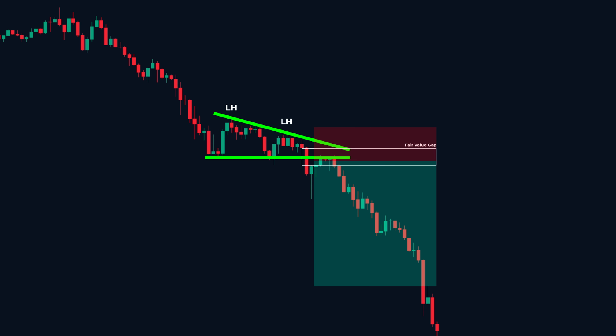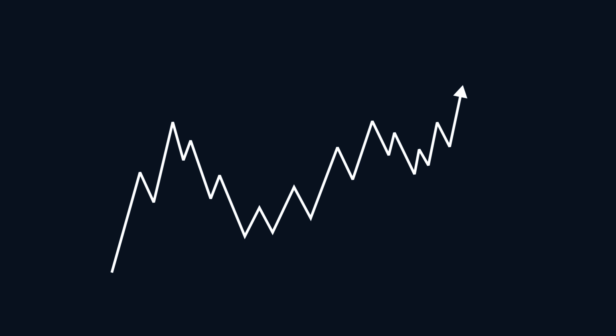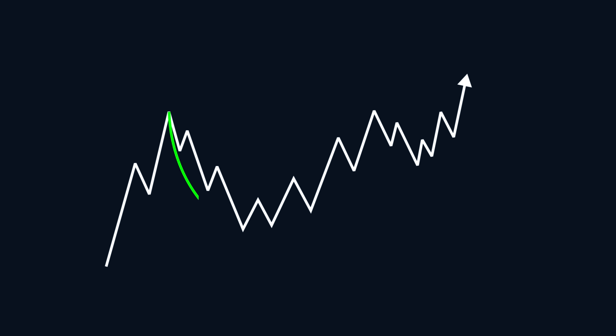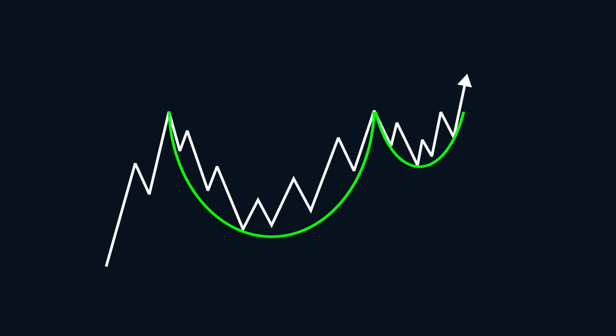Now let's look at another continuation pattern that traders use to catch strong breakouts, the cup and handle. This pattern tells a deeper story about accumulation. Instead of a sharp move, price slowly rounds out, showing that sellers are losing control while buyers quietly build positions. Then comes the handle, a small pullback that shakes out weak hands one last time. When price breaks above the rim, that's your signal that the trend is ready to continue.